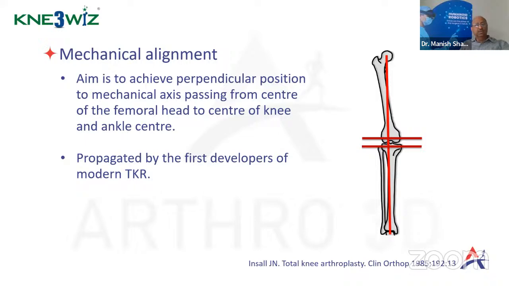As the first modern TKRs developed, the designs and the stability, as well as the fixation methods, dictated that keeping it bang mechanical, perpendicular, ensured a good survivorship of the joint. And that is why mechanical alignment has withstood such a long history. And the main purpose of that alignment was to ensure that a modern TKR lasts longer.